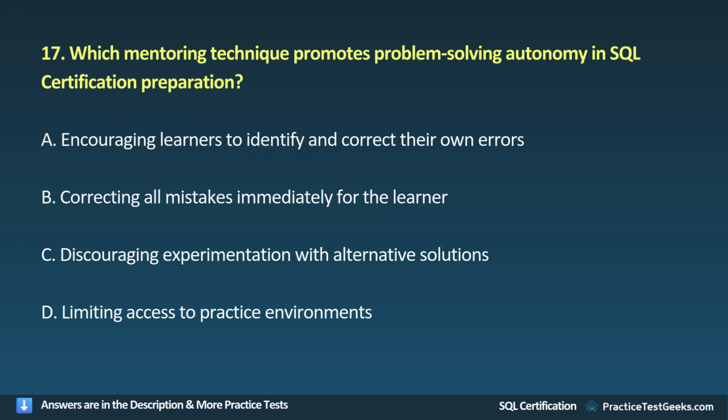17. Which mentoring technique promotes problem-solving autonomy in SQL certification preparation? A. Encouraging learners to identify and correct their own errors. B. Correcting all mistakes immediately for the learner. C. Discouraging experimentation with alternative solutions. D. Limiting access to practice environments.